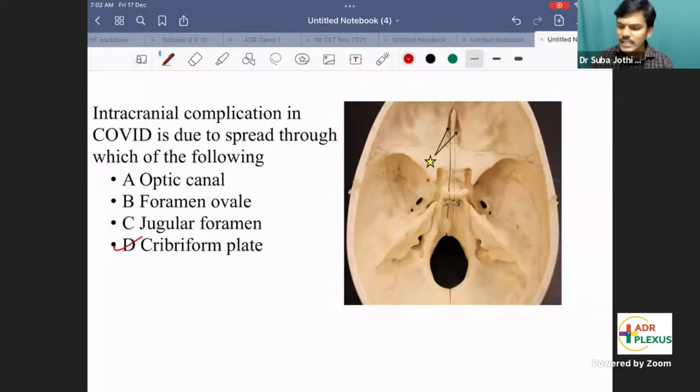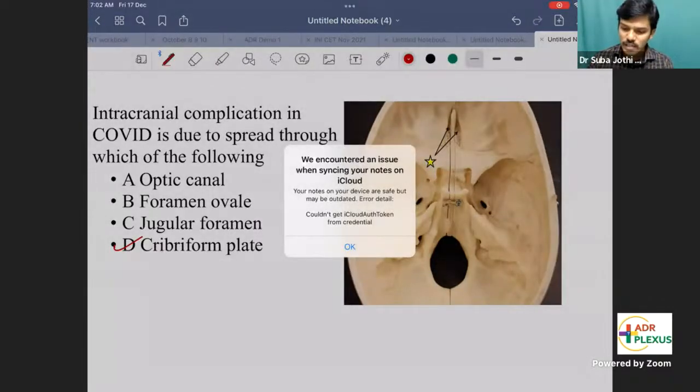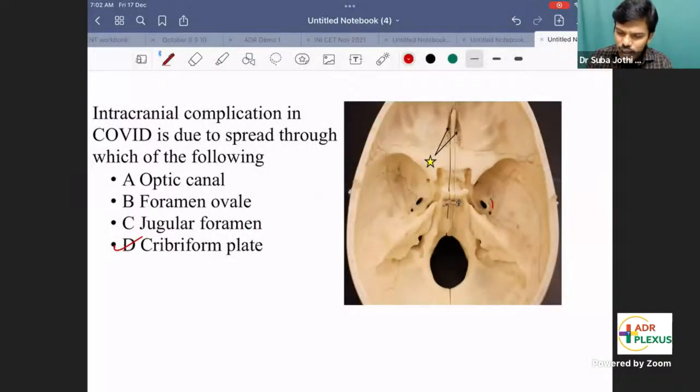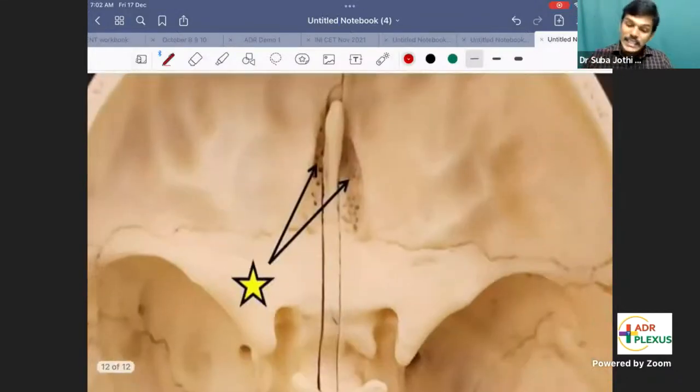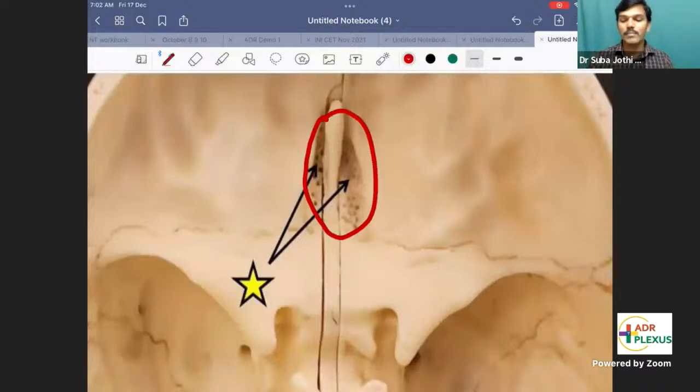Perfect. See, one has answered jugular foramen. Jugular foramen is not present in our nose area itself. It is present somewhere around the temporal bone junction. So the answer is cribriform plate. See the sieve-like appearance of the cribriform plate of ethmoid. It is very papery thin. So why is the sieve-like appearance there? Anyone? Any use of this sieve-like appearance of the cribriform plate of ethmoid?